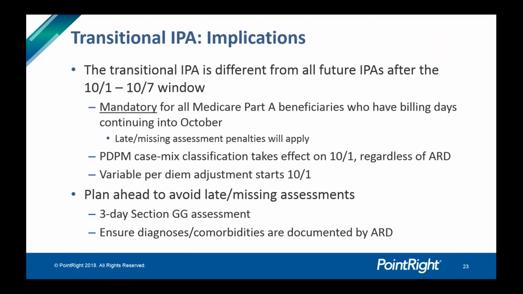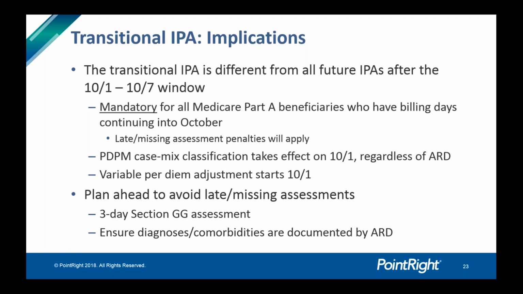So you would have to bill default for the number of days out of compliance. So remember that. For this case, it's a mandatory assessment, and that means you need the ARD within that window. Now, the case mix classification itself takes effect on the 1st, regardless of when you set the ARD. So I could set that ARD on 10/7, but that classification will take effect on the 1st with the variable per diem adjustment. So if you do your planning, then you should be able to plan ahead and avoid missing any MDSs entirely, heaven forbid, or setting an ARD late outside of that transition window.